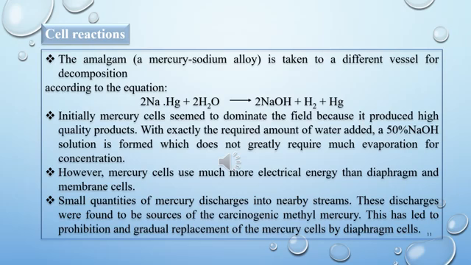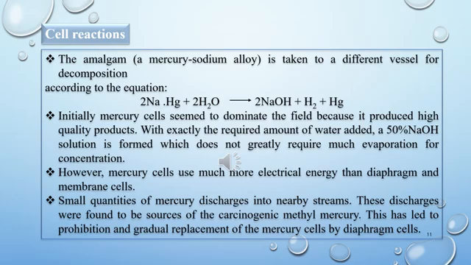However, mercury cells use much more electric energy than diaphragm cells and membrane cells. This is the point which shows why we do not use mercury cells, because they use more energy as compared to diaphragm cells and membrane cells.